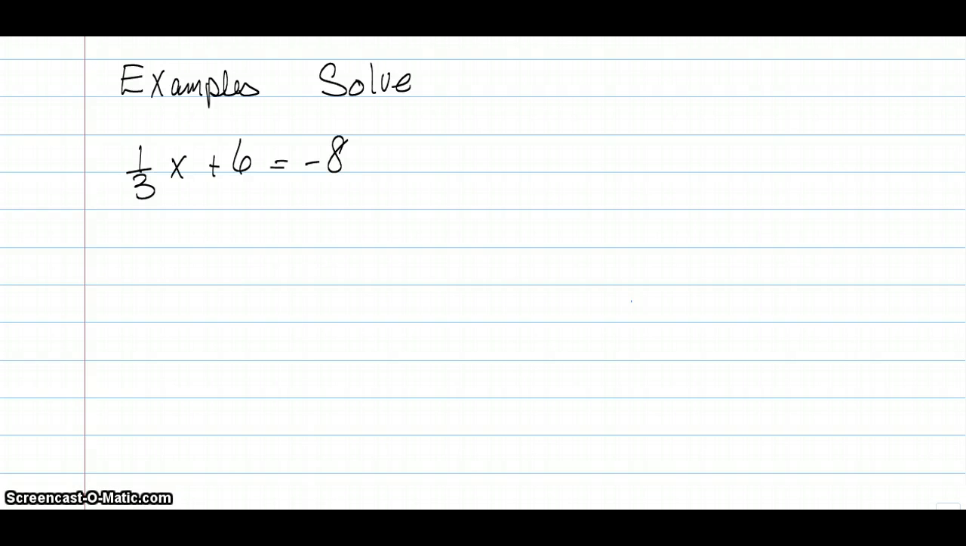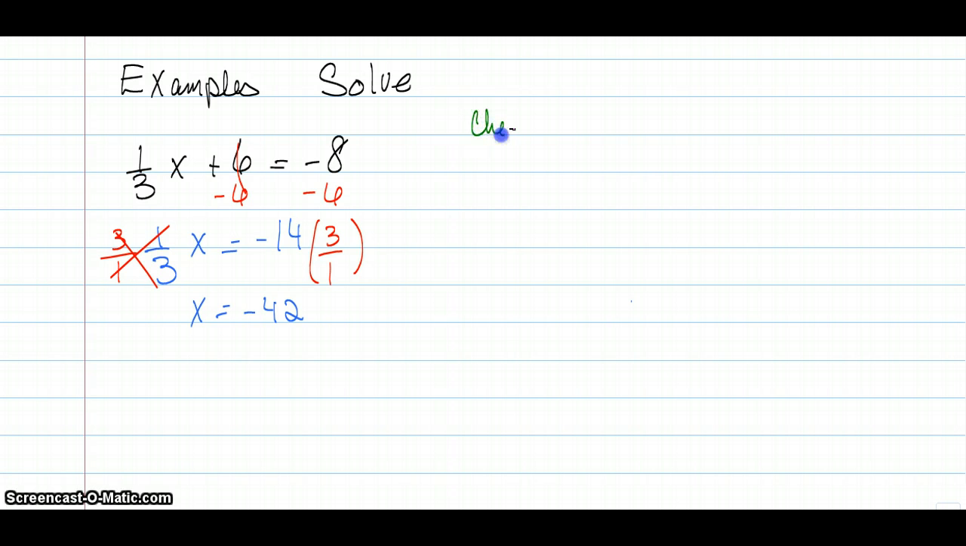So first I have 1/3 x plus 6 equals -8. I'm going to subtract 6 from both sides. So now I have 1/3 x is equal to, signs are the same, add and keep the sign, -14. My coefficient is a fraction, so I know I need to multiply by the reciprocal. What I do to one side, I have to do to the other. So I have x is equal to -42.